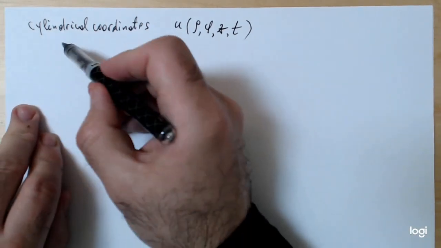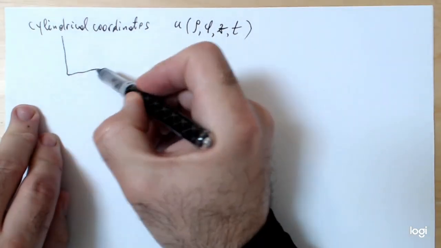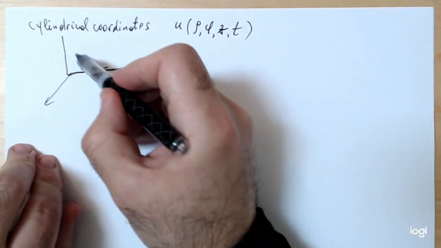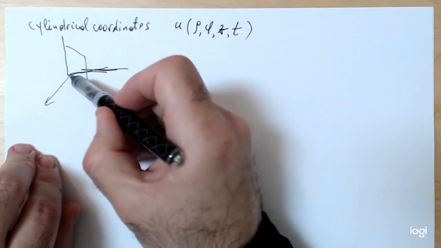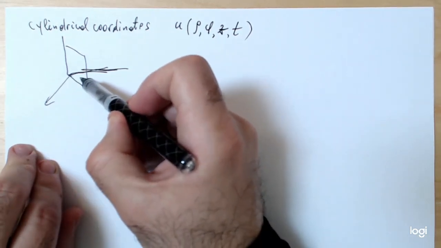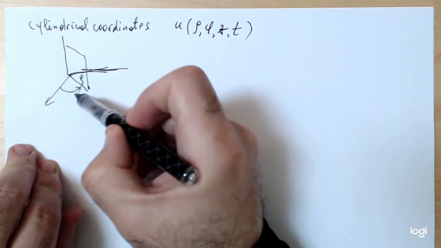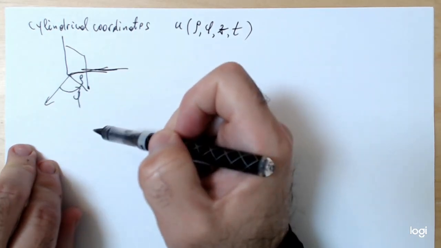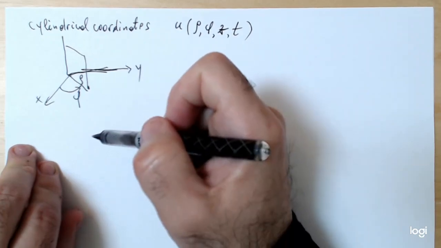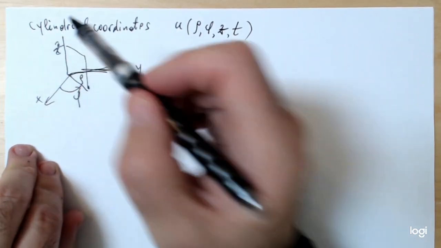And remember that if you were to sketch these coordinates, basically for a typical point, this is the rho, this will be the phi, basically these are the polar coordinates. Say this is the x-axis, this is the y-axis, and then the z-coordinate is just the Cartesian coordinate.